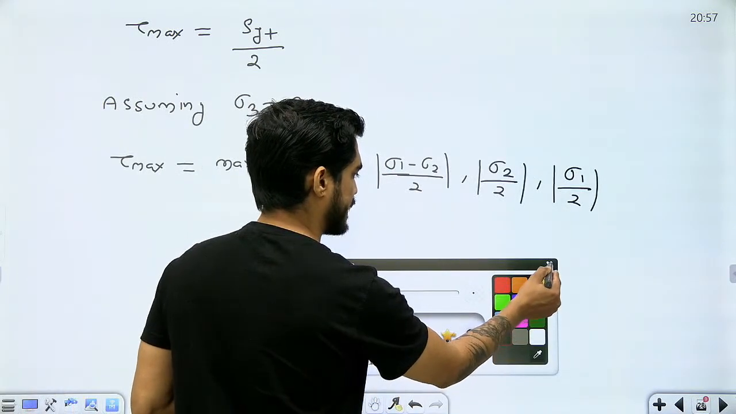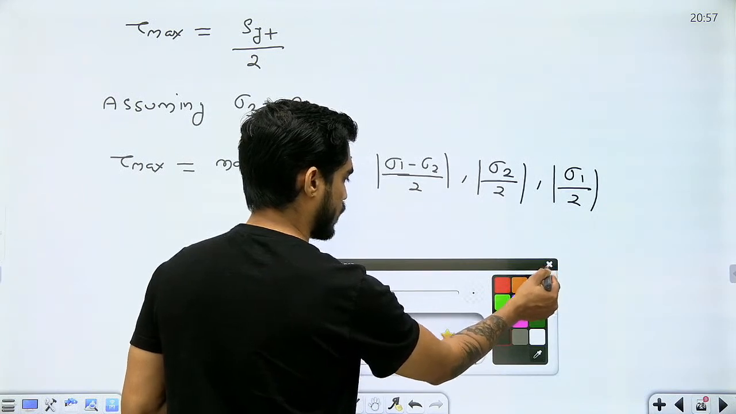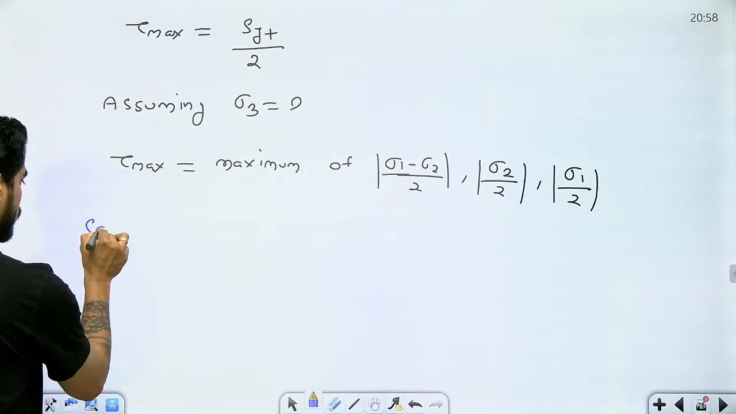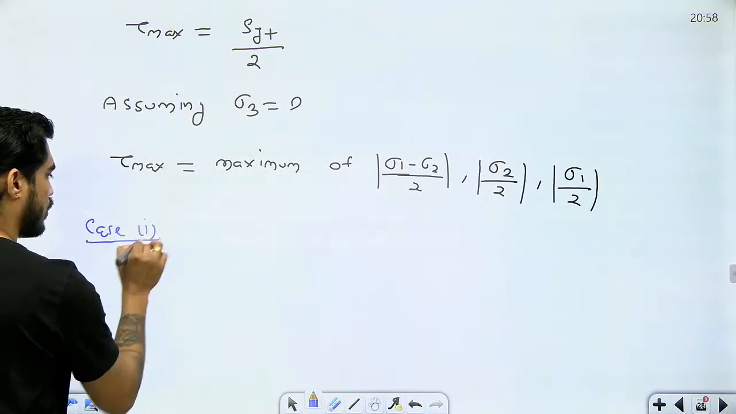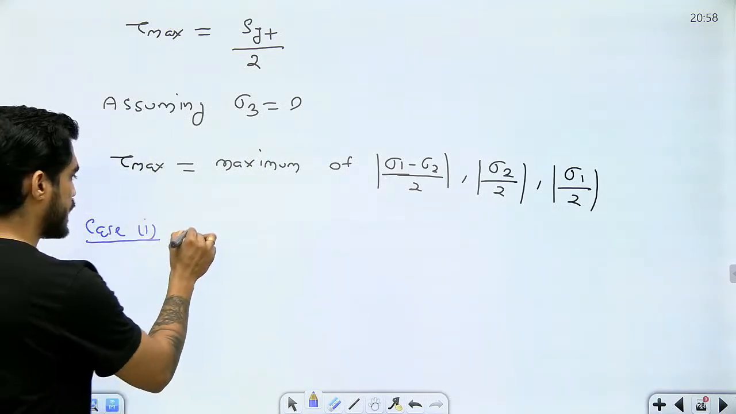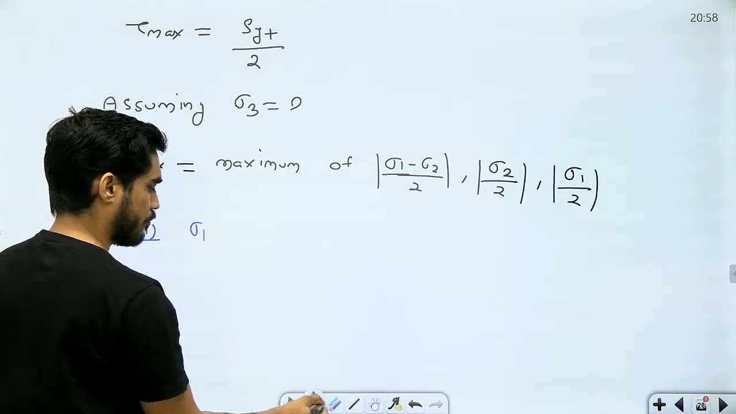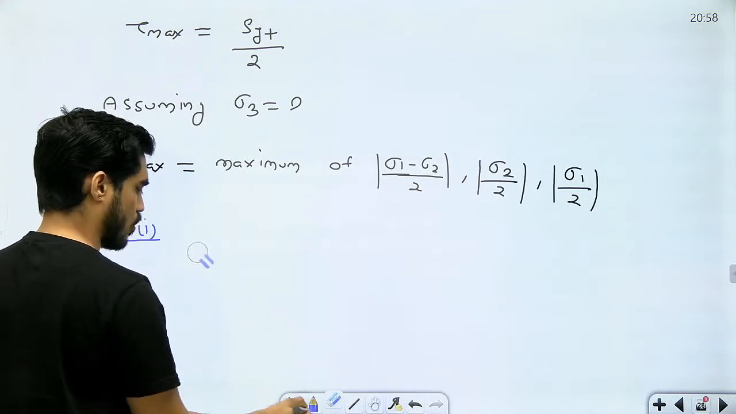Let's understand what will happen in the first and third quadrants. Okay, first and third quadrant में क्या होगा. Okay, so case one, sigma 1 is positive. फर्स्ट क्वाड्रेंट ले लेता हूं मैं, यहां पे फर्स्ट क्वाड्रेंट ले लेता हूं.